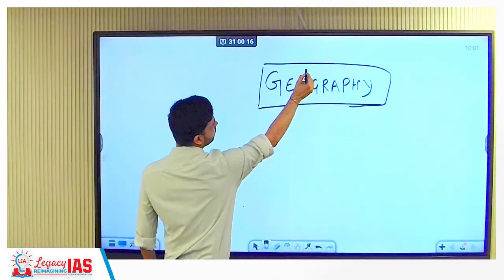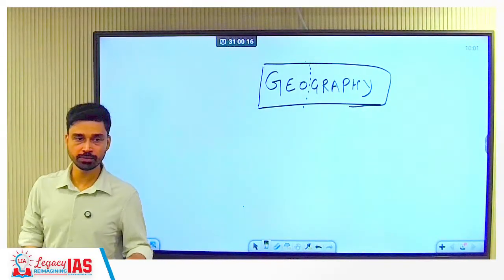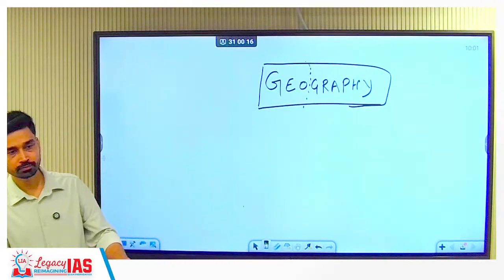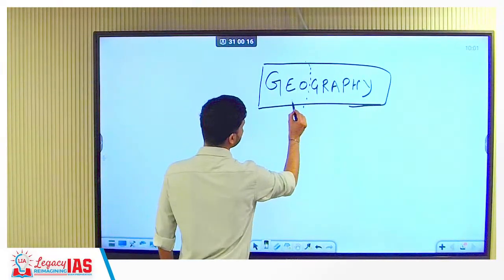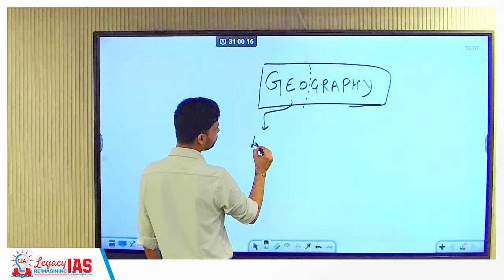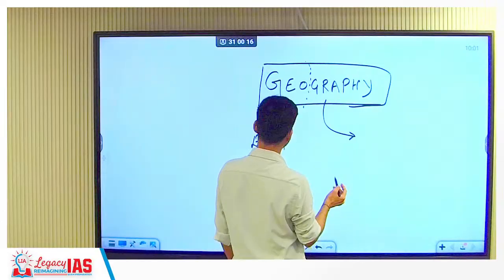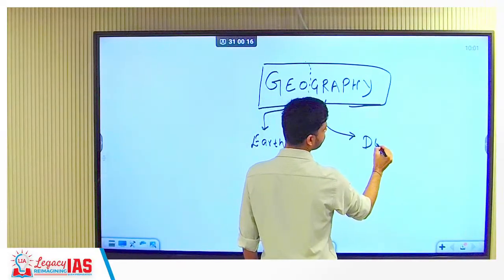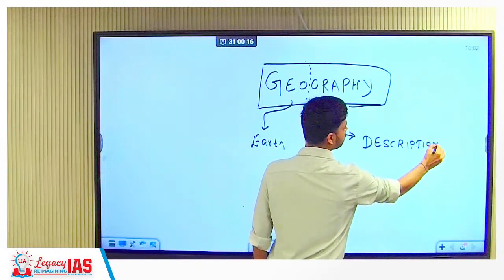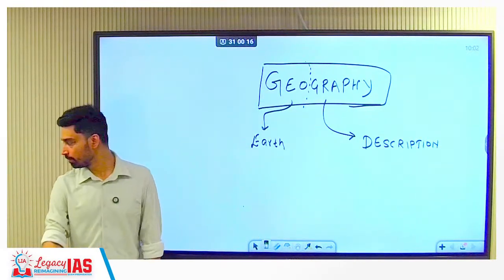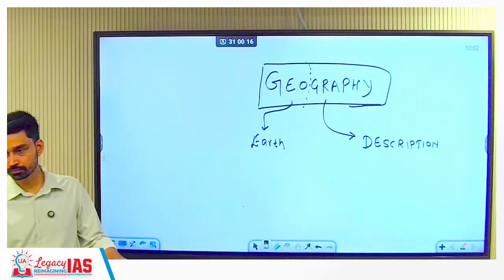basically we try to understand what is geography. How would you define it in the simplest term? Study of Earth. We have two things. Geo means Earth, and graphy is description. Okay, so in simplest term, we can say geography is description of Earth.